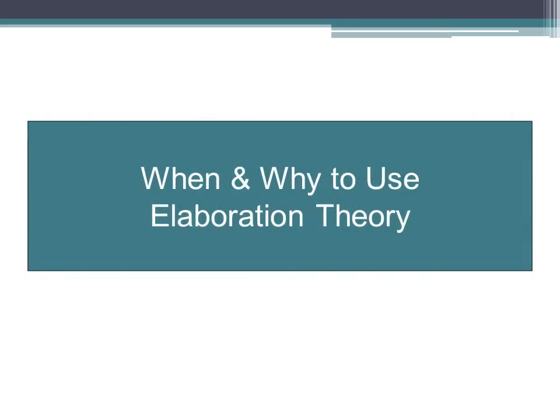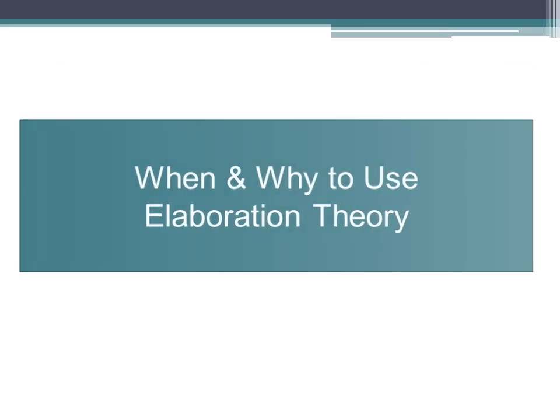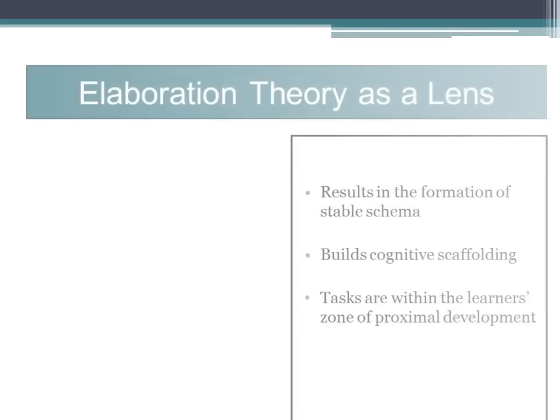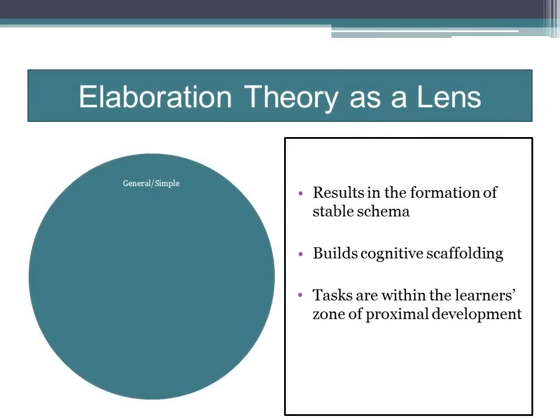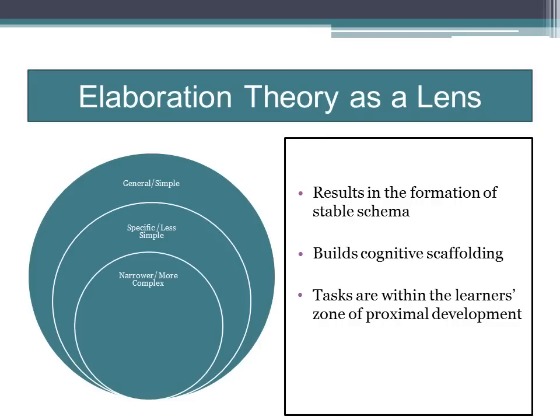When and why to use the elaboration theory. When used, the elaboration theory operates much like a camera lens. It allows the learner to see the big picture and then move into the smaller, more specific topics. The learner can move in and out as needed in order to learn the content.